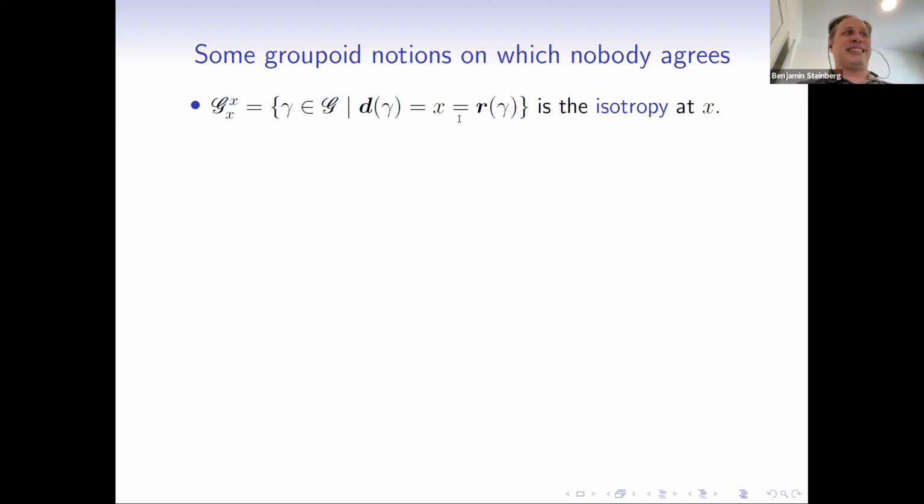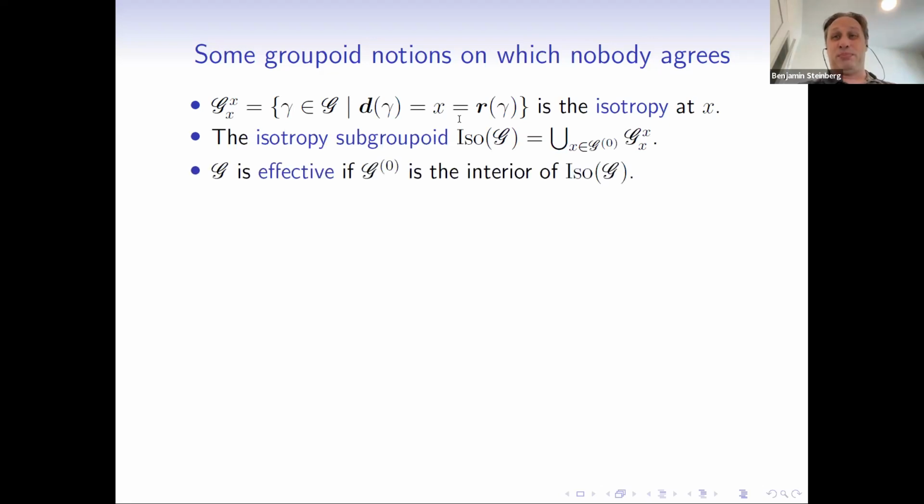Okay, so here I'm going to have a bunch of groupoid notions, which not everybody uses the terminology the same way. Hopefully one day it will uniformize. This is not one of the controversial notions, but what comes afterwards. So G_xx is just the isotropy group at x. It's all the arrows of the groupoid that start and end at x. The isotropy subgroupoid is the union of the isotropy subgroups.